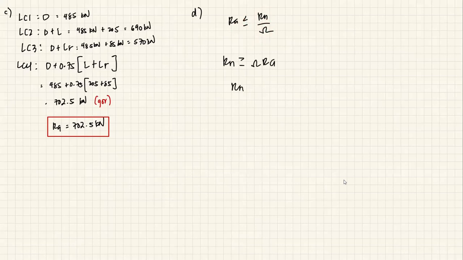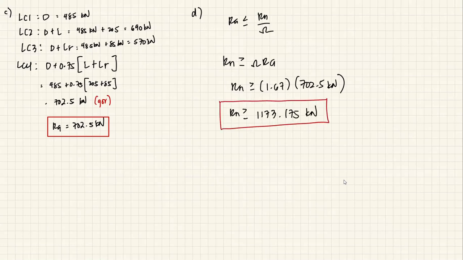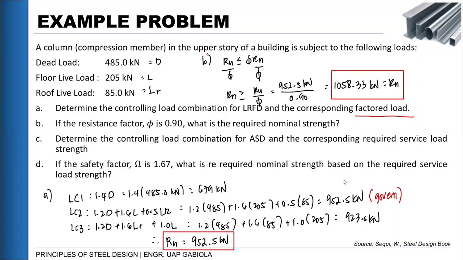So that is Rn greater than or equal sa 1.67 multiplied by 702.5 kilonewton. So Rn should be greater than or equal to 1,173.175 kilonewton. So this is our value dun sa nominal resistance na required natin for our material. So yan po yan. So as you can see, mas higher yung value nung sa ASD natin.